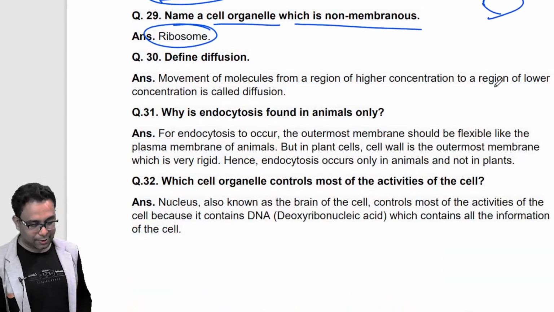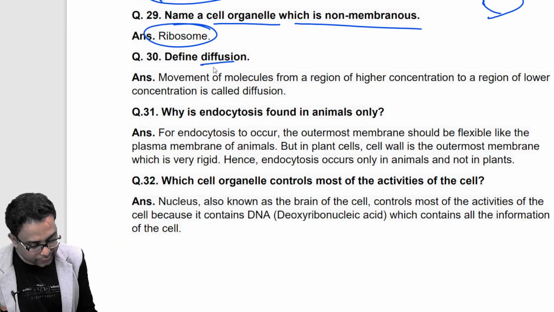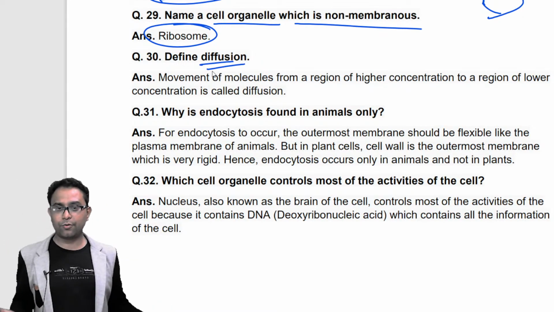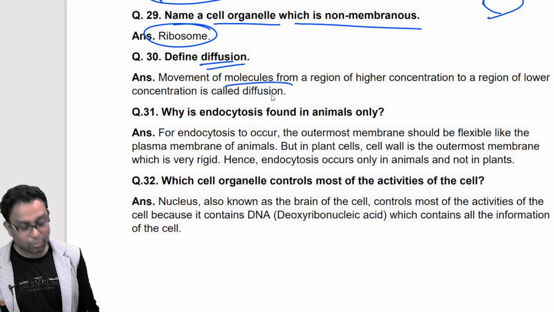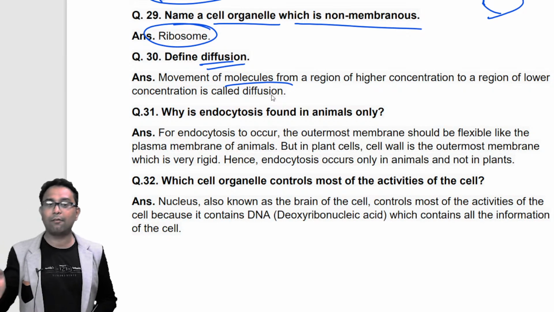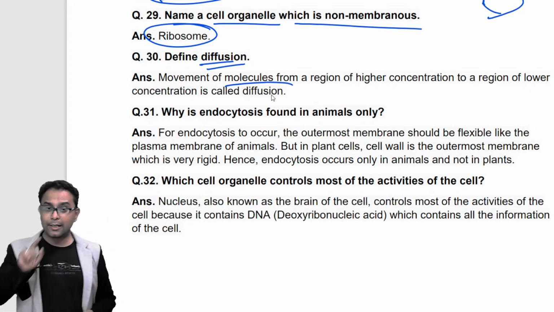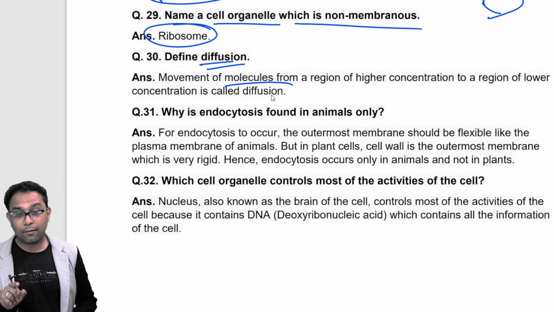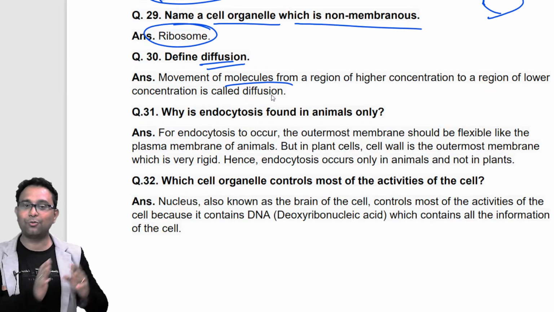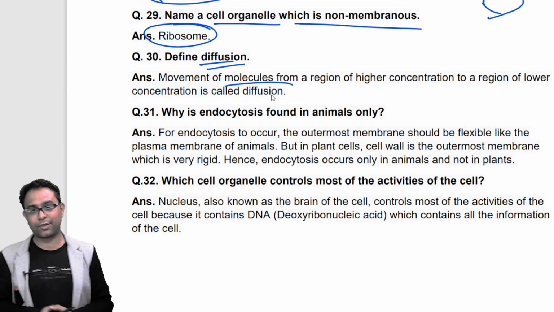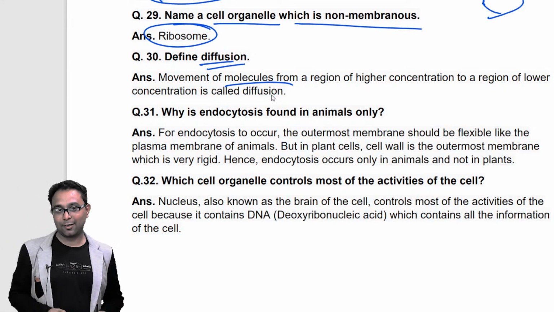Next question, question number 30, also a most important question. Define diffusion. Diffusion is the process in which molecules move from a region of higher concentration to a region of lower concentration. This must be mentioned in your copy. The molecules move from the region of high concentration to the region of low concentration. It is called diffusion, right?